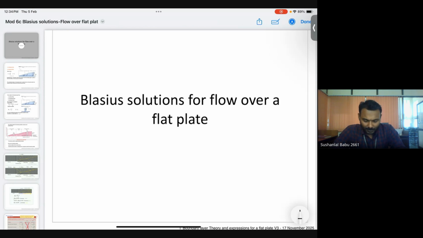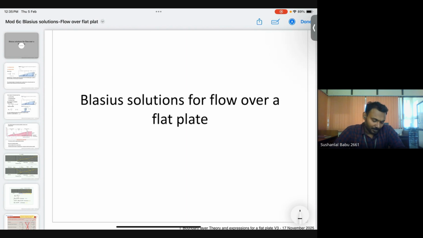So, good morning, students. Today we are going to discuss the topic Blasius solution for flow over a flat plate. We already discussed how the boundary layer formation happens over the flat plate. Also, we have gone through the formation of the boundary layer within a circular duct, and that is an internal flow. Here, flow over a flat plate is an external flow, external viscous flow. So we are going to discuss the basic solutions.